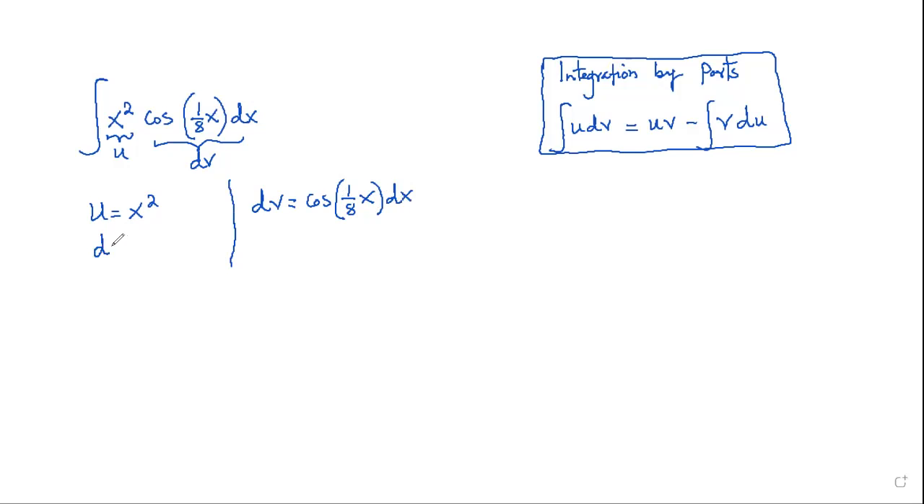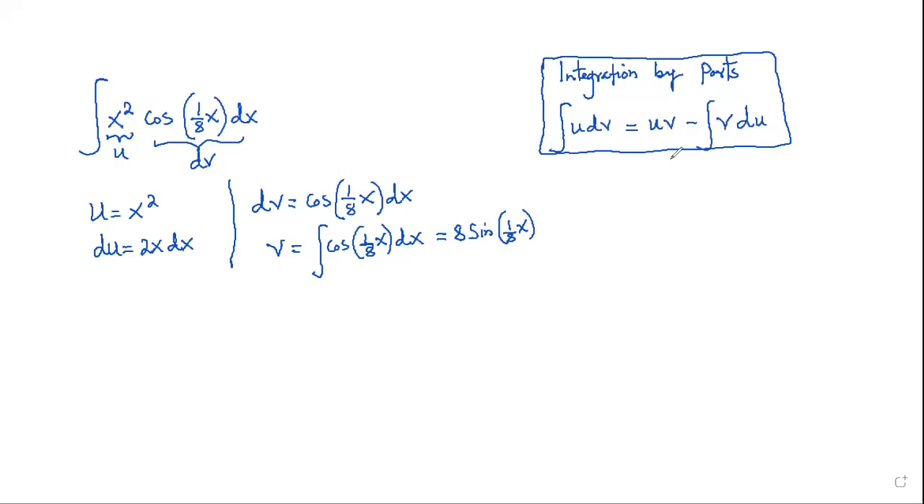So we take the derivative. What's the derivative of this? du is equal to 2x dx. Now, what is v? v is the integral of cosine of 1/8 x dx. The integral of this, you find by using u substitution. And so the answer to this is 8 sine 1/8 of x.